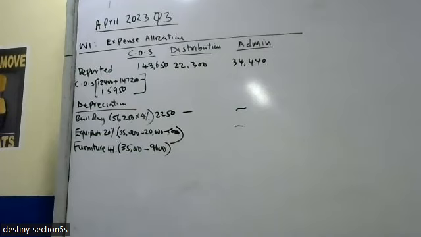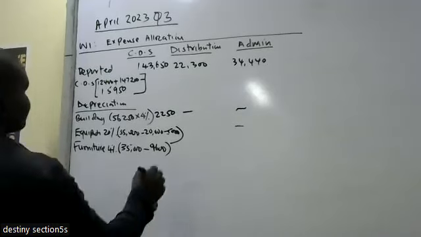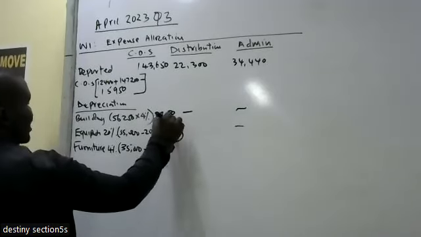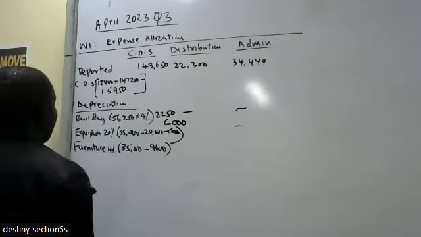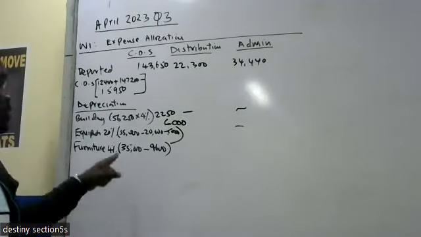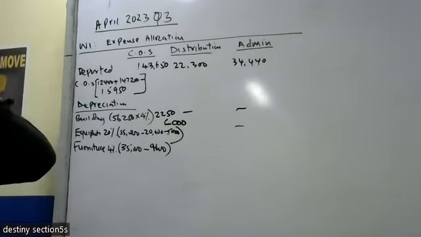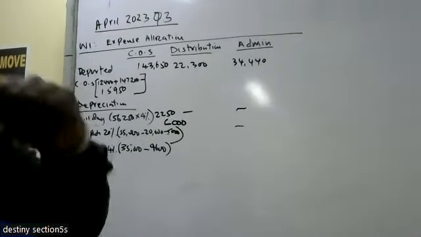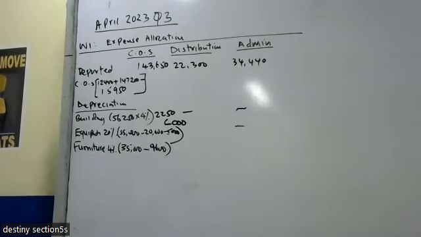What do you get? Or what will it be? Only 6,000. So this is 6,000. Furniture will be how much? This minus 96 by 4. What will it be?